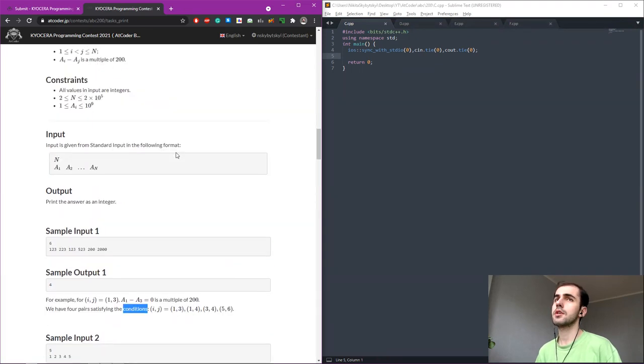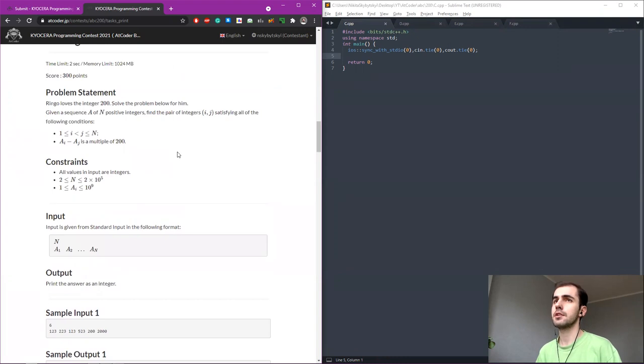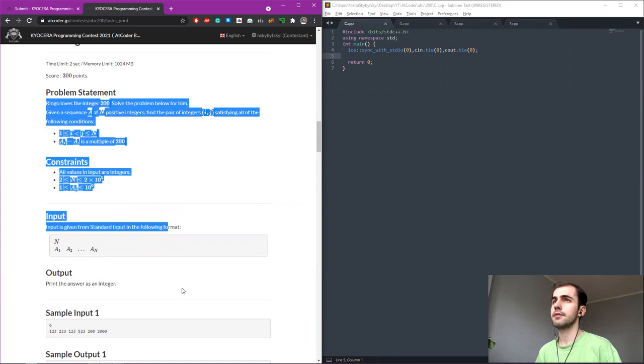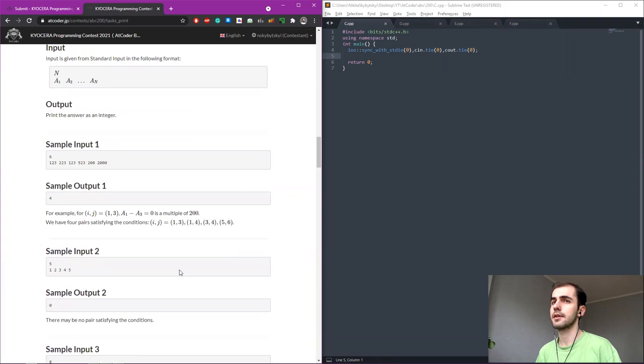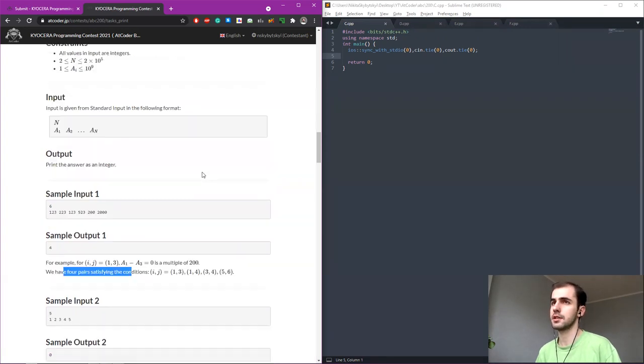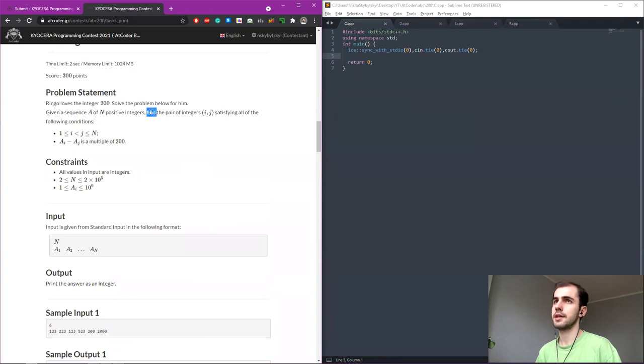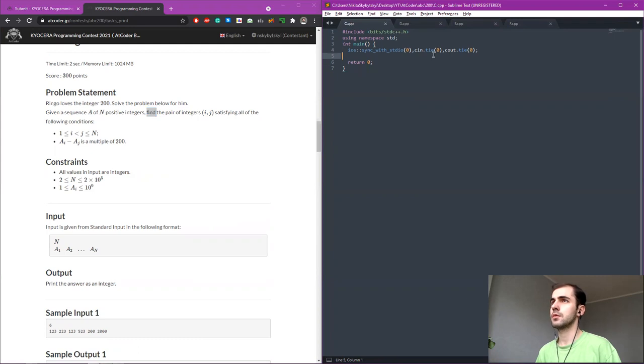We want to count pairs. I have never seen the word count in that statement, apart from the explanation. Oh, actually, it also doesn't say count. They say find the pair. What we really want to do is count. Well, okay, and that's a classical problem.